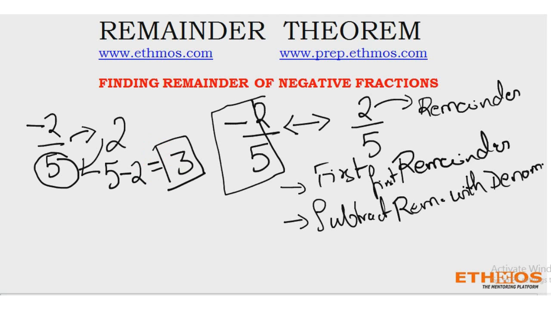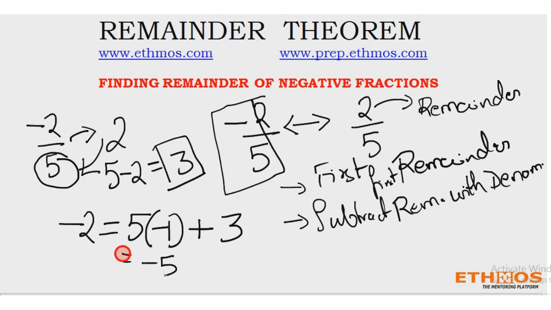Some people may ask why. See, we can explain this like this: suppose you are dividing minus 2 by 5, so minus 2 is the dividend and 5 is the divisor. If you have to get minus 2, then you need to multiply 5 by minus 1 and then add 3. So this will be minus 5 plus 3. So hence 3 is the remainder.